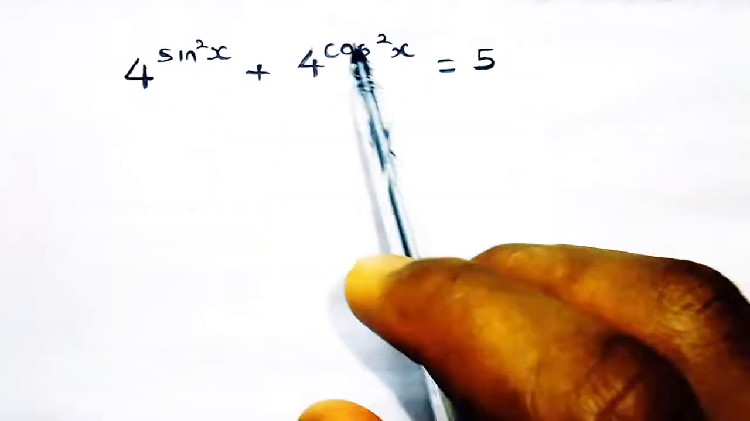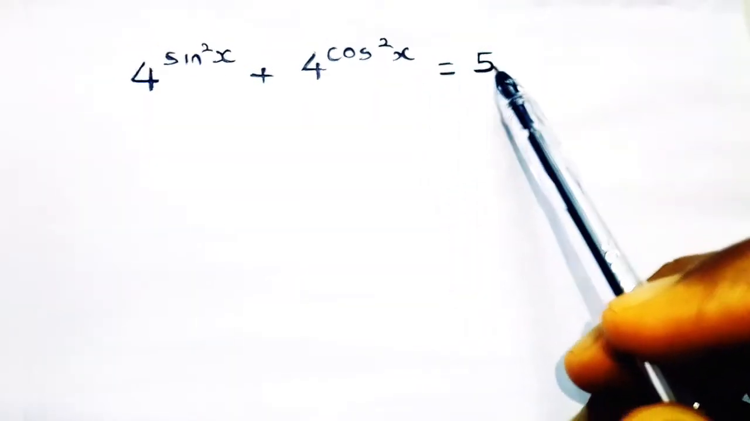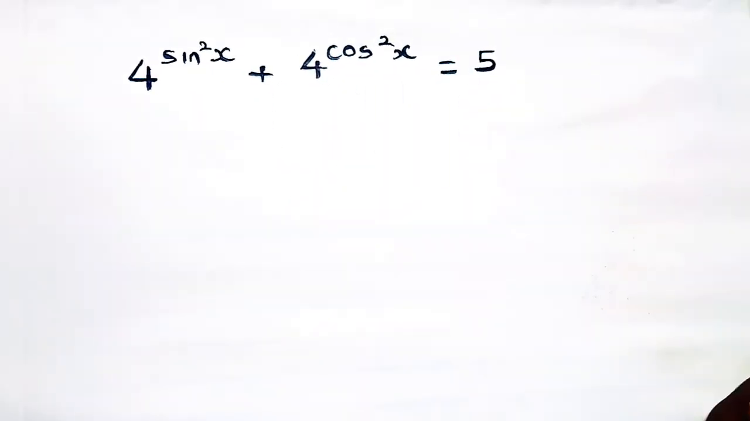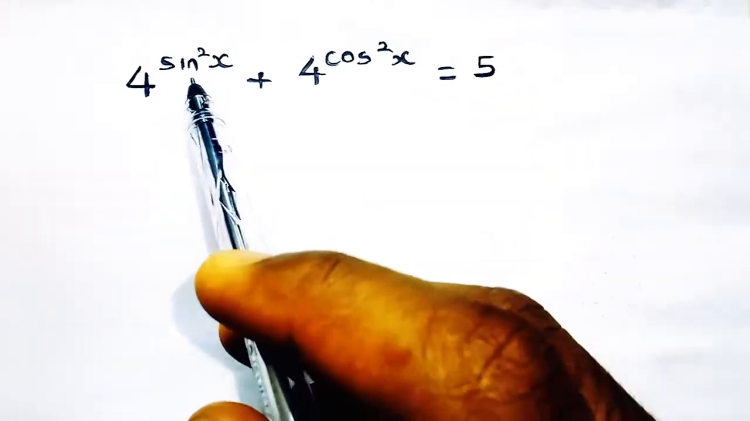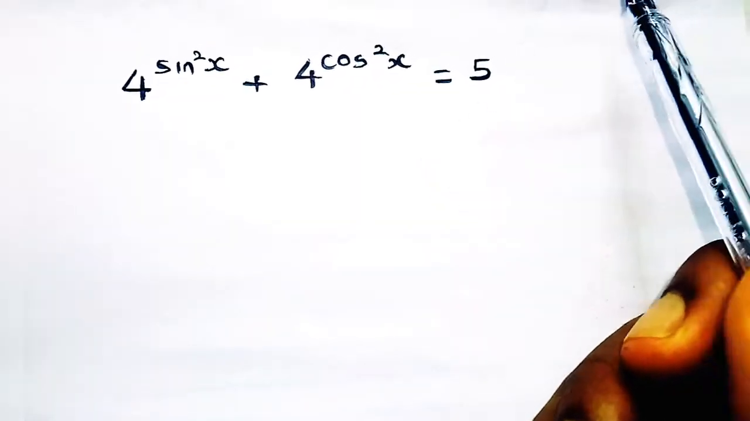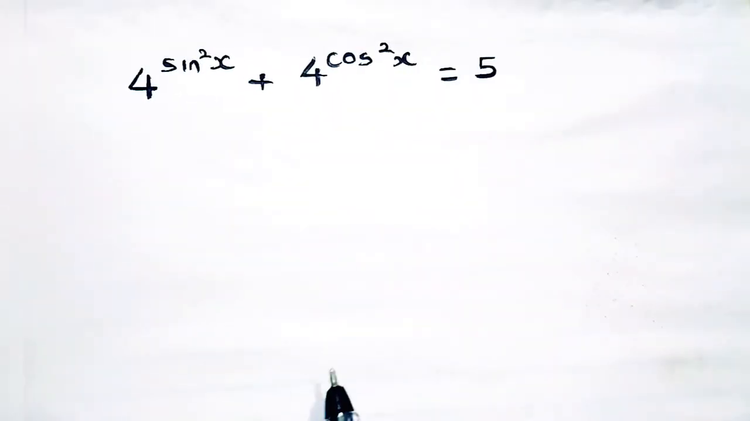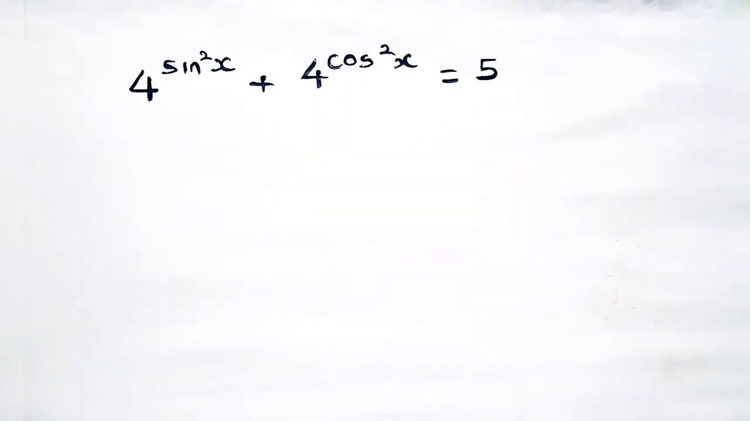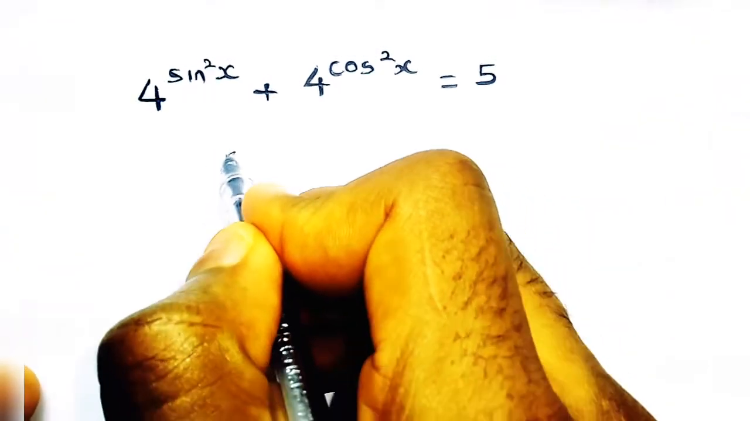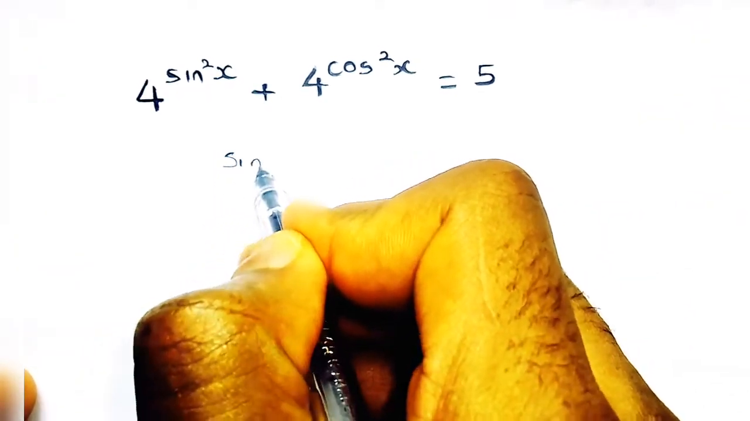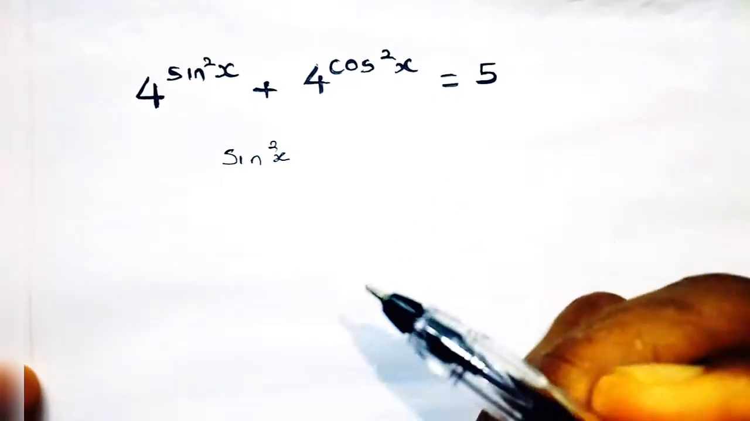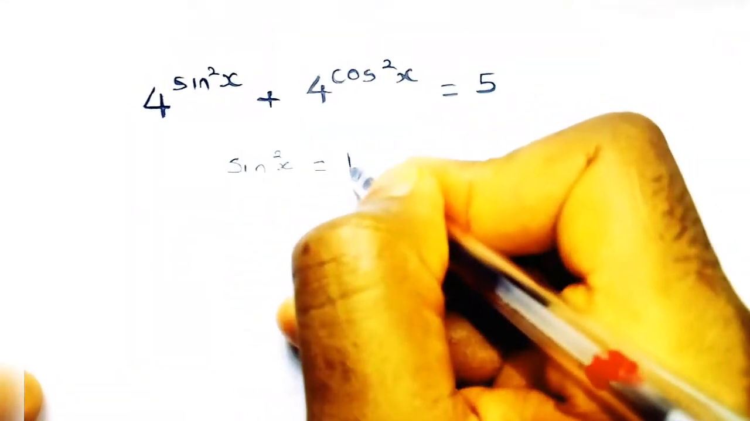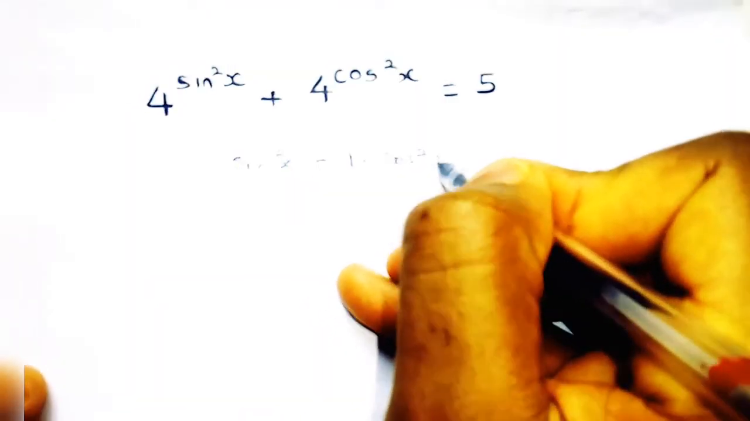Now you asked to find the value of x for every value of x that would make this equation equal to 5. So what are we going to do? My first step, actually, I can decide to express sine square x in terms of cos square x. So we all know that sine square x is equal to 1 minus cos square x.